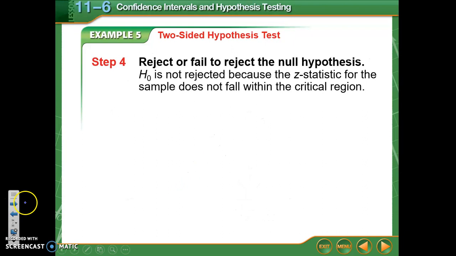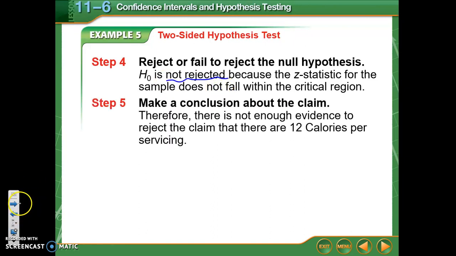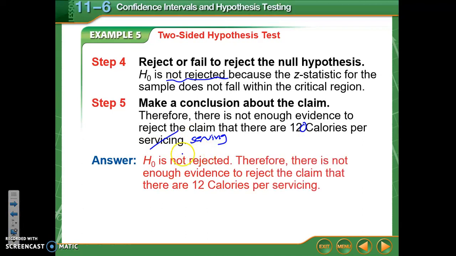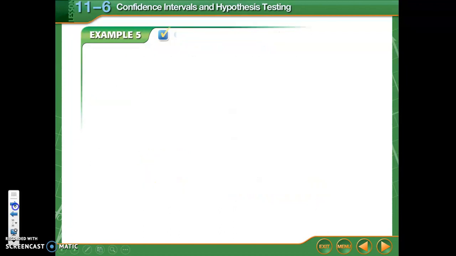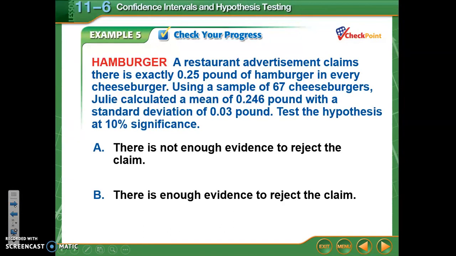So since my z value is not in the critical region, I do not reject my null hypothesis. So there's not enough evidence to reject the claim that there are 120 calories per serving. Again, remember my claim this time was in the null hypothesis and I didn't reject it. So I can't reject the claim about 120 calories per serving either, because that falls in my null hypothesis. Okay. All right, last one.